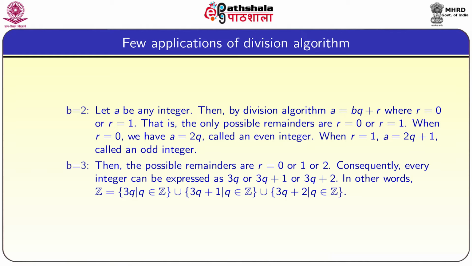So, what we are doing here is putting the set of integers into 3 different bags. One bag contains all multiples of 3, another bag contains multiples of 3 plus 1, that means those integers which give remainder 1 after dividing by 3, and the last bag contains all integers which give remainder 2 if divided by 3.